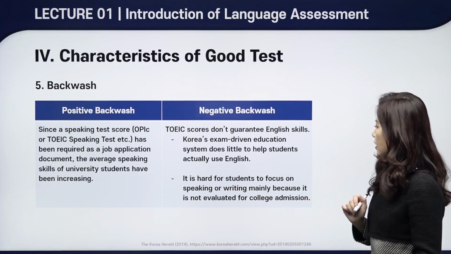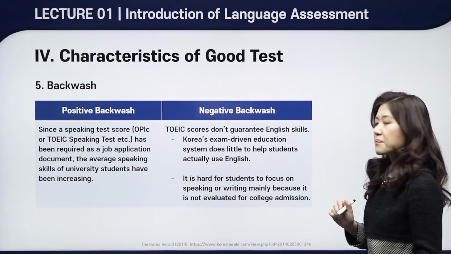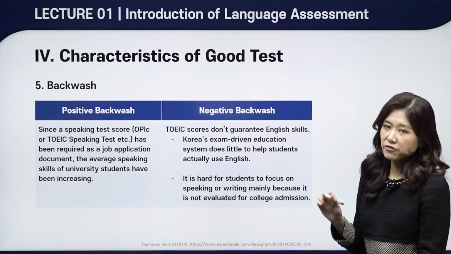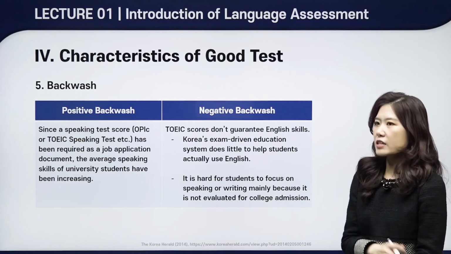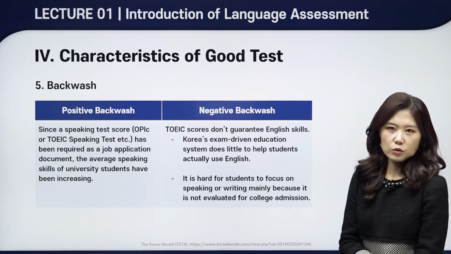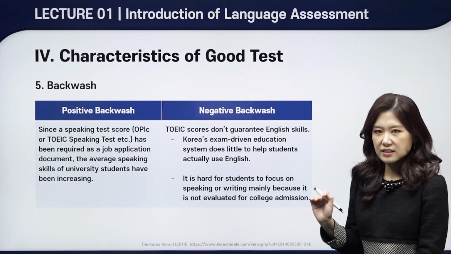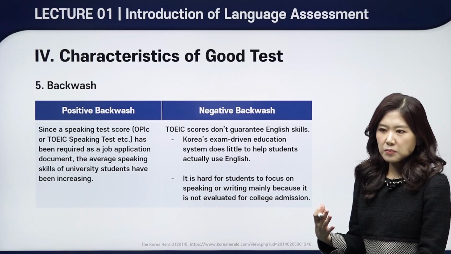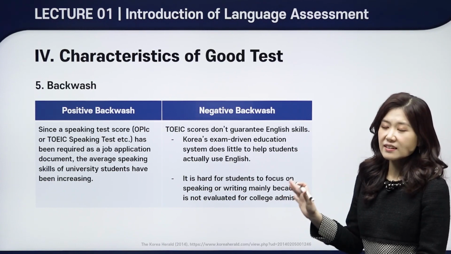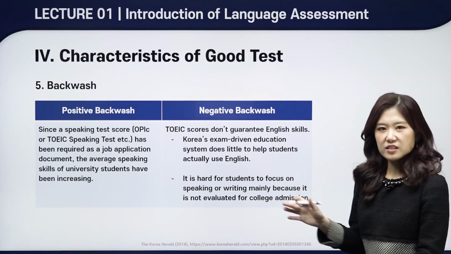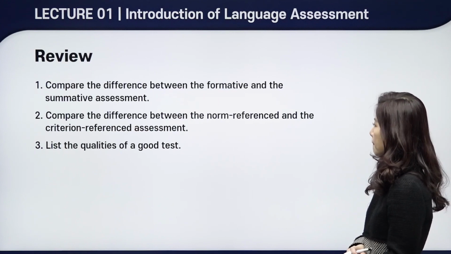Another example would be this. It's hard for students to focus on speaking or writing because these two skills are often not tested. So for example, on the college entrance exam, the Korean SAT or 수능, because speaking and writing are not tested, students have very low motivation in many cases to learn these particular skills that are not tested on the college entrance exam or 수능.